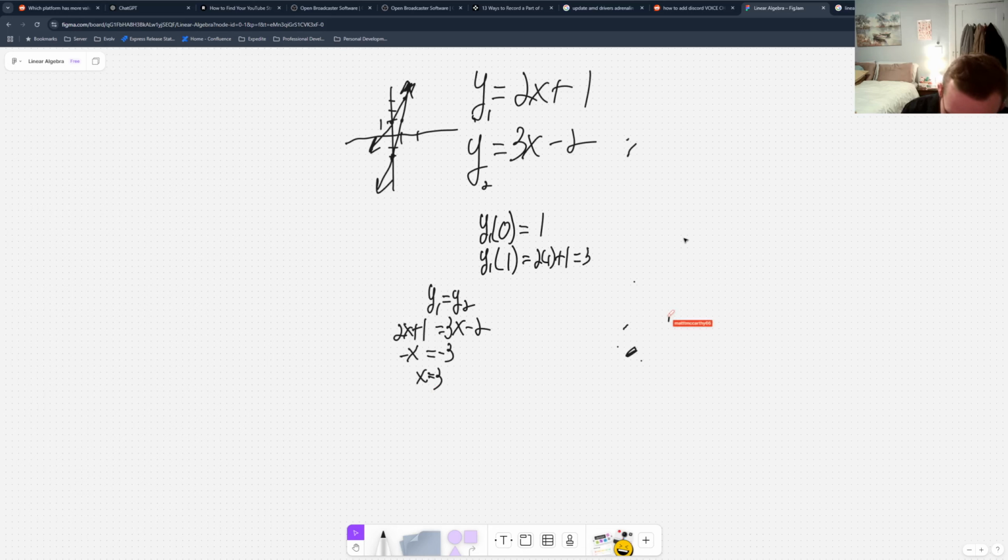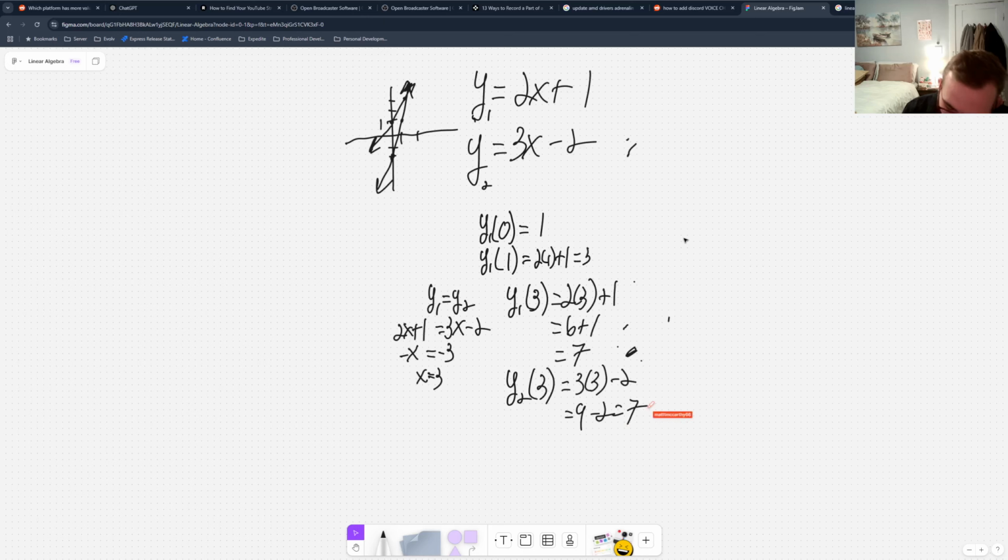And any equation we could plug it into, let's say y1, where x is 3, would be 2 times 3 plus 1 equals 6 plus 1 equals 7. And we could do the other equation, y2 at 3 equals 3 times 3 minus 2 equals 9 minus 2 also equals 7. Right? So where these two lines cross is at the point 3, 7. And this is the solution, we'd say, to this system of equations.